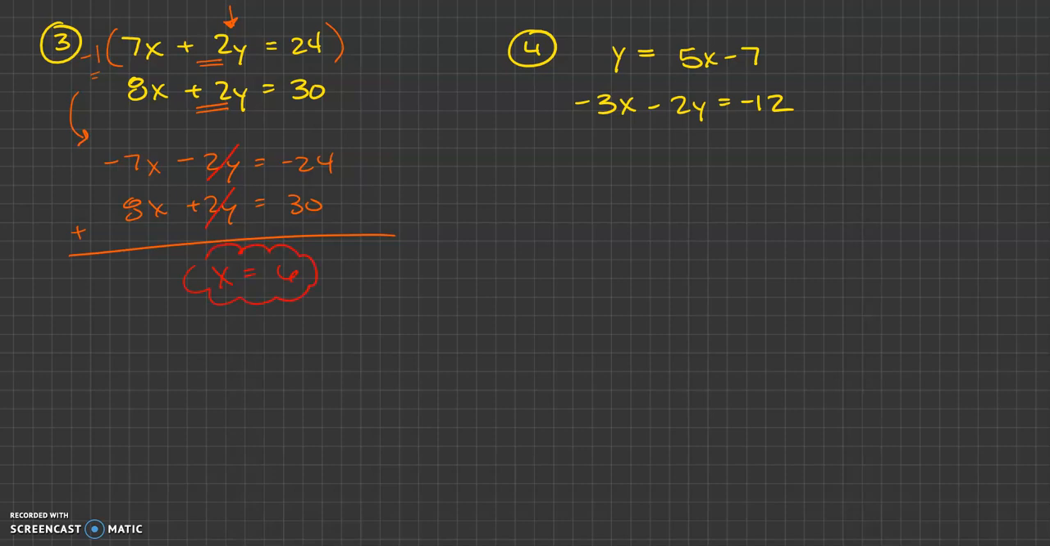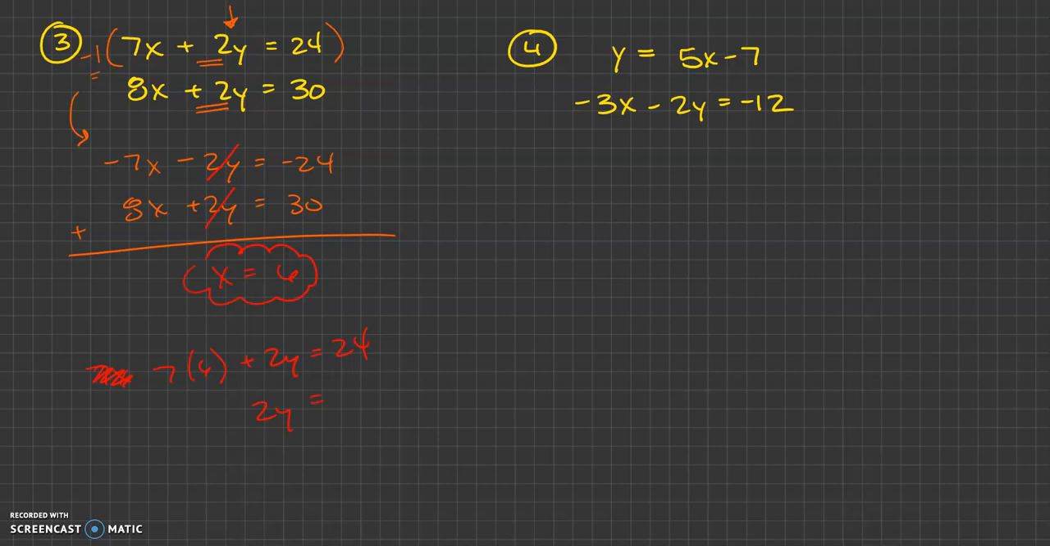Let's move on to our next equation here. So 7x, redo that. I solved for x, not y. So that's going to be 7 times 6 plus 2y is equal to 24. So 7 times 6 is 42.